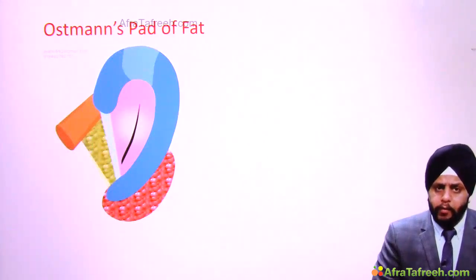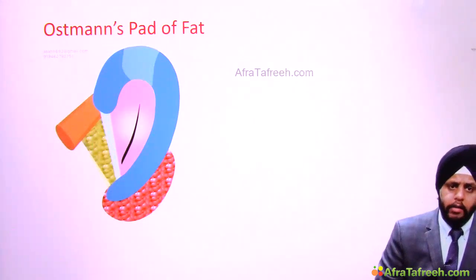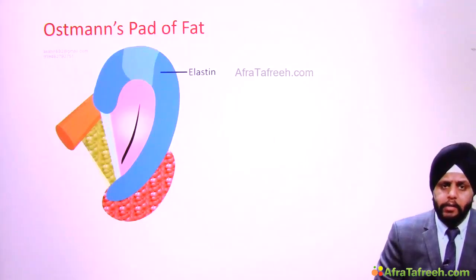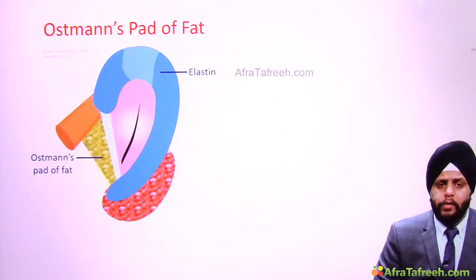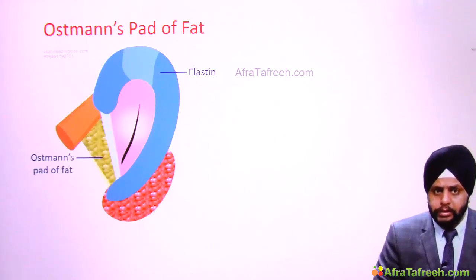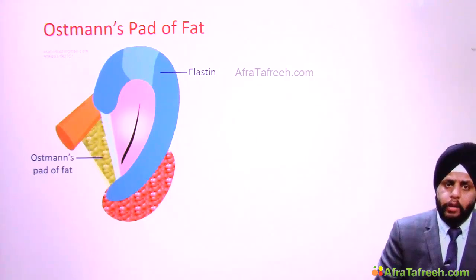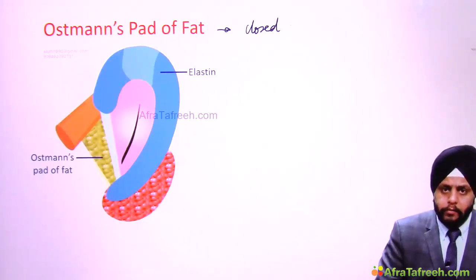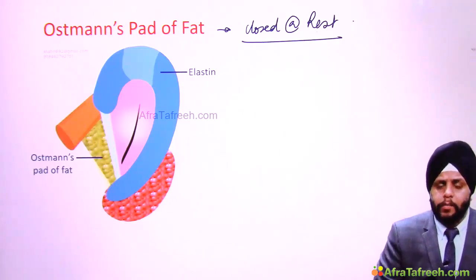Now, let's look at Osman's pad of fat. Now, this pad of fat, the Osman's pad of fat, keeps the Eustachian tube in a closed position. So remember, the Eustachian tube is closed at rest, and that is because of Osman's pad of fat.